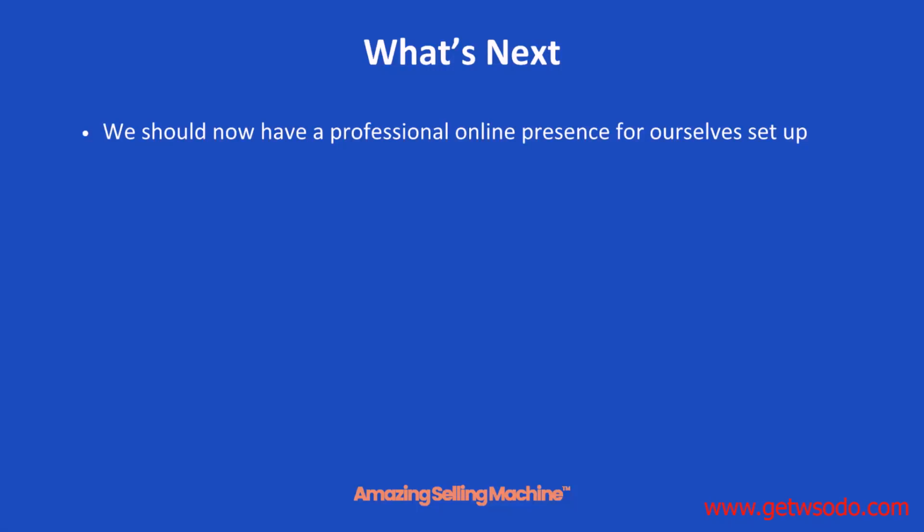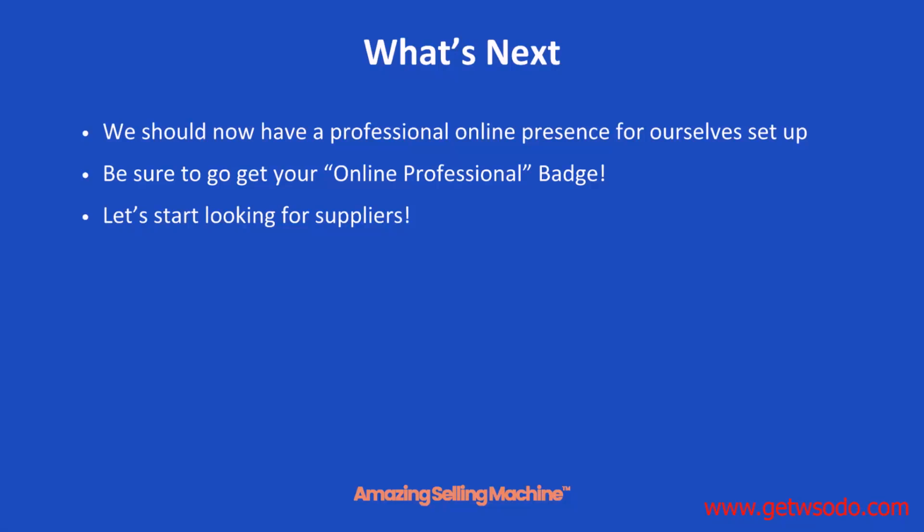So that's it for this lesson. And now you should have a professional online presence all set up so you're ready to reach out and contact suppliers. But before you do that, there's one other thing I want you to do. Be sure to go into the community and get your online professional badge. And when you're done, head over to the next lesson and we'll start looking for suppliers.